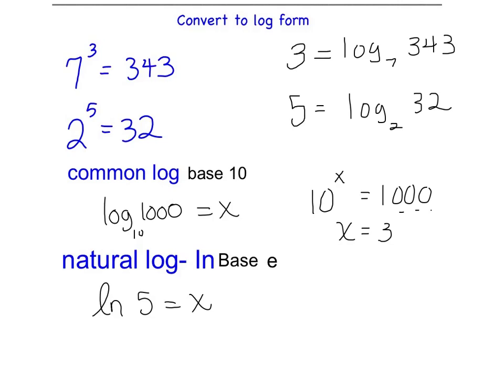Natural log is base e, and it also is not written, but it is a button that's on your calculator and refers to the natural log, base e. So once again, you start with the base is e, the exponent is x, equals 5. And that one's not as easily able to solve, so you would have to use a calculator, but that's how you set it up.